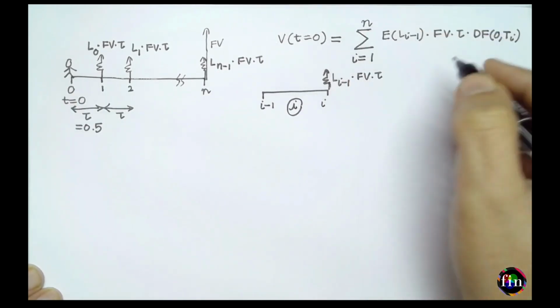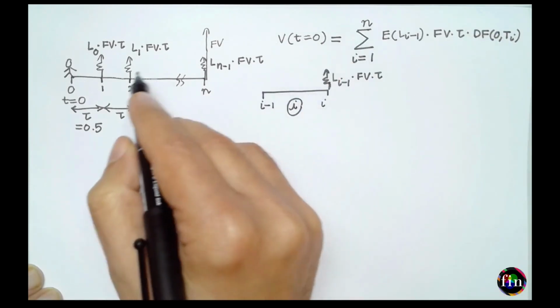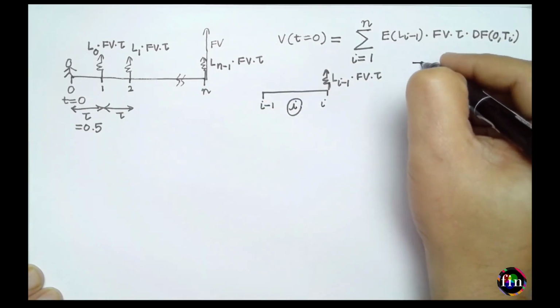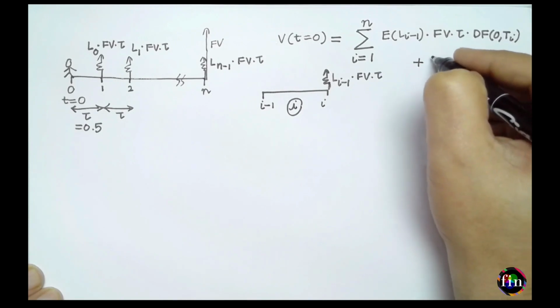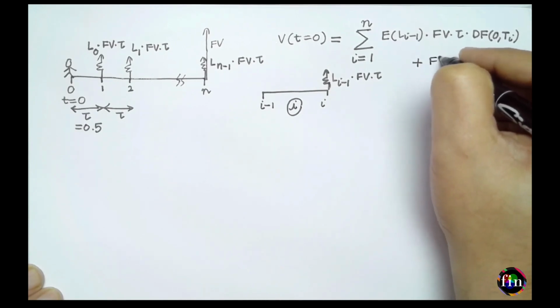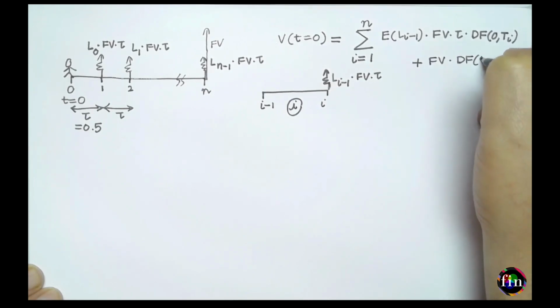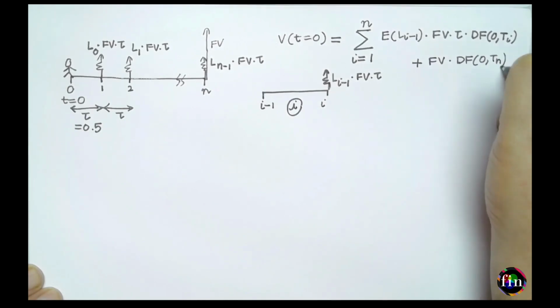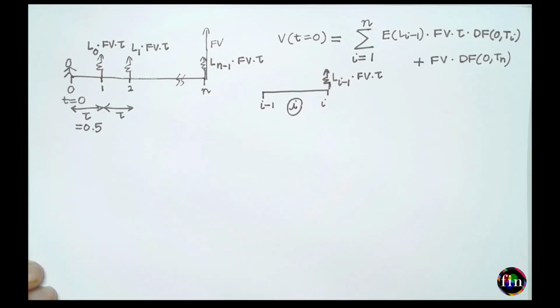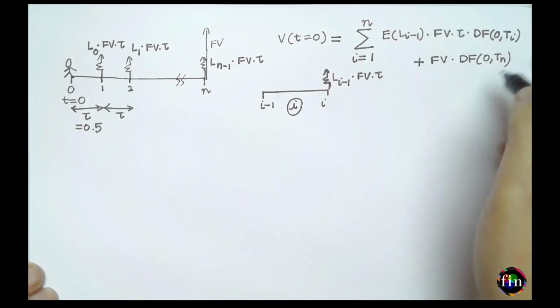So this is the discounted value of all the coupons, plus there is a principal also sitting at the end, and that we can write as face value times the discount factor from today till tn. As simple as that. Now let's try and simplify this.